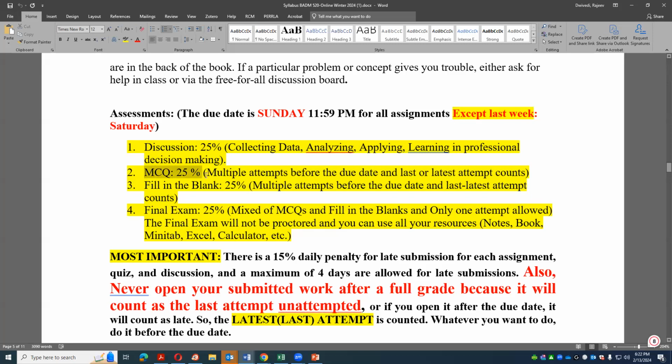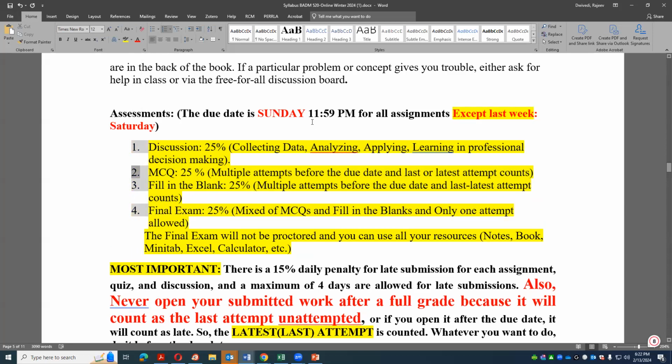Here, fill in the blanks and MCQ are exactly like you did in 503. You have multiple attempts, multiple ways, all the options. You can ask me. You have 8 days' time. And even if you are not able to do it within time, you have 4 days extra with a 15% daily penalty, which is more than sufficient.